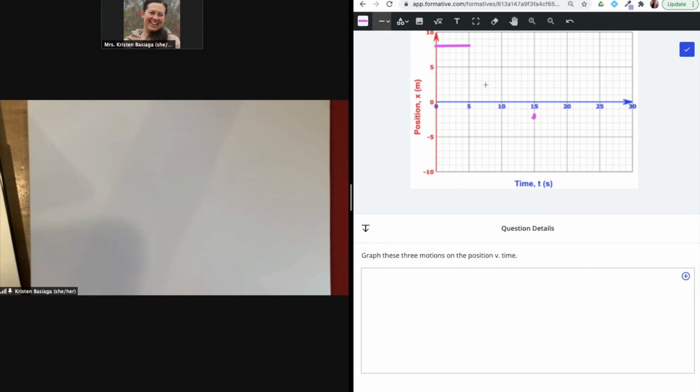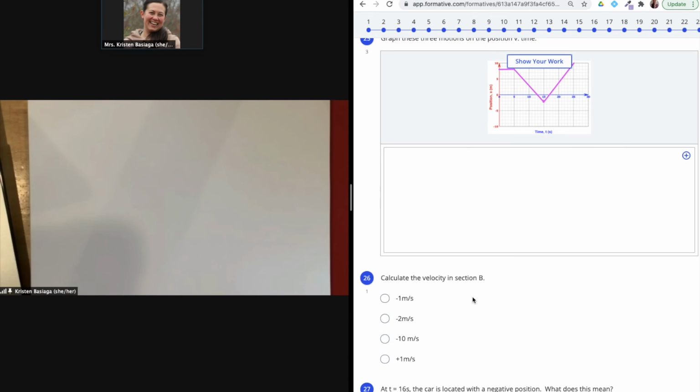I need to connect these with straight lines. So that's section A, B, and finally, section C. The car travels 12 meters forward in 10 seconds. So going 12 forward from -2 would bring me to +10. And it does so in the next 10 seconds. So by 25 seconds, I'm at a position of +10.